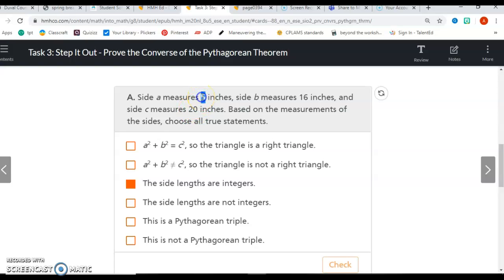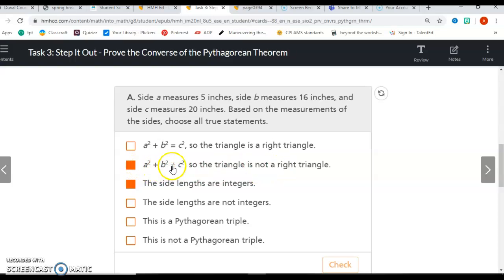5 squared is 25. 16 squared is 256, plus 20 squared being 400. So does 25 plus 256 equal 400? No. 5 squared is 25 plus 16 squared is 256. Right off the bat, that's nowhere near 400. So that could not equal. It is not a true statement.